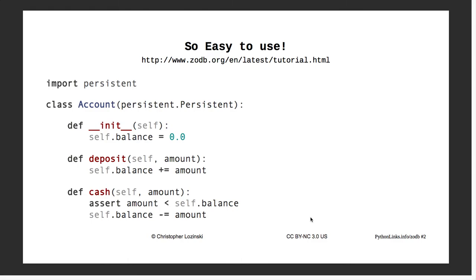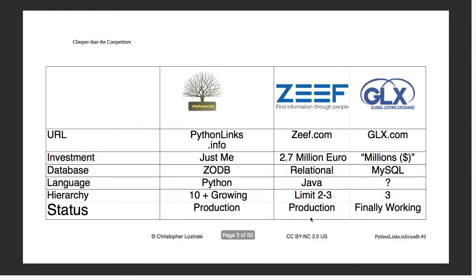Of course, your boss doesn't care about how easy it is. What he cares about is the money. So I developed pythonlinks.info, it's the bloggery software, and my two competitors, Zeef and GLX, they both had literally millions of euros or dollars, and they ended up with worse solutions. Why? Well, they used a relational database, and they did the architecture in such a fashion that there were just 2 or 3 levels of hierarchy.